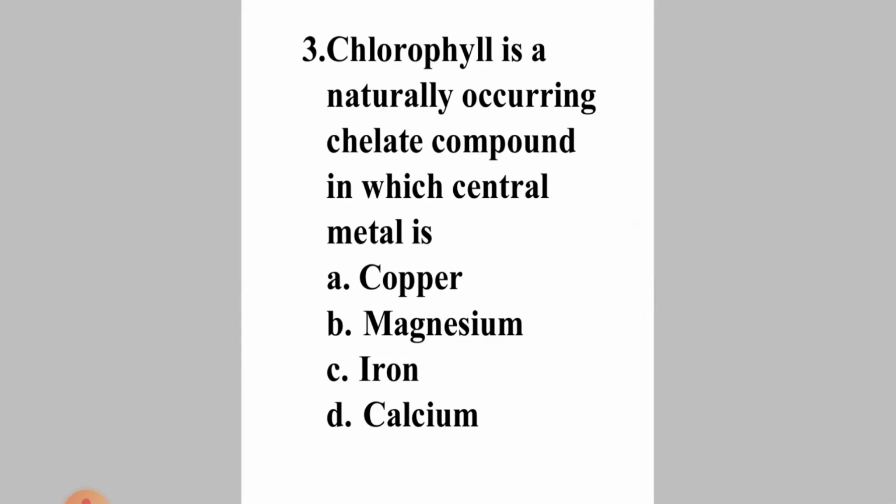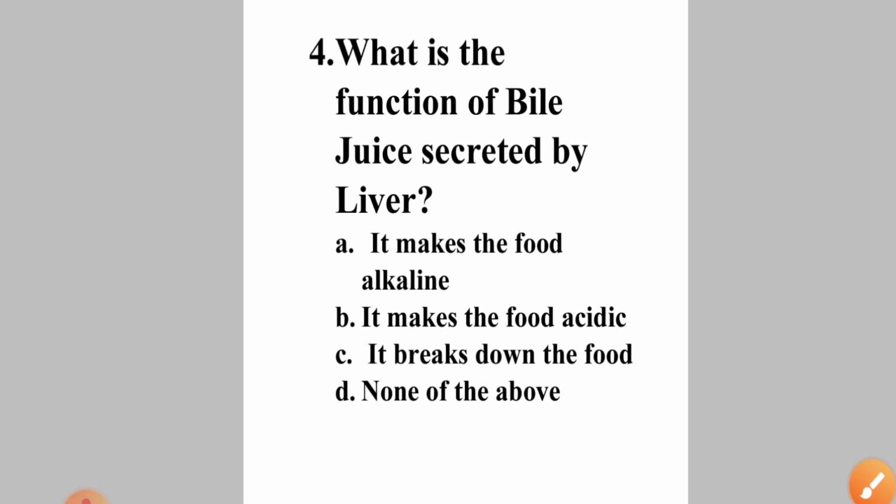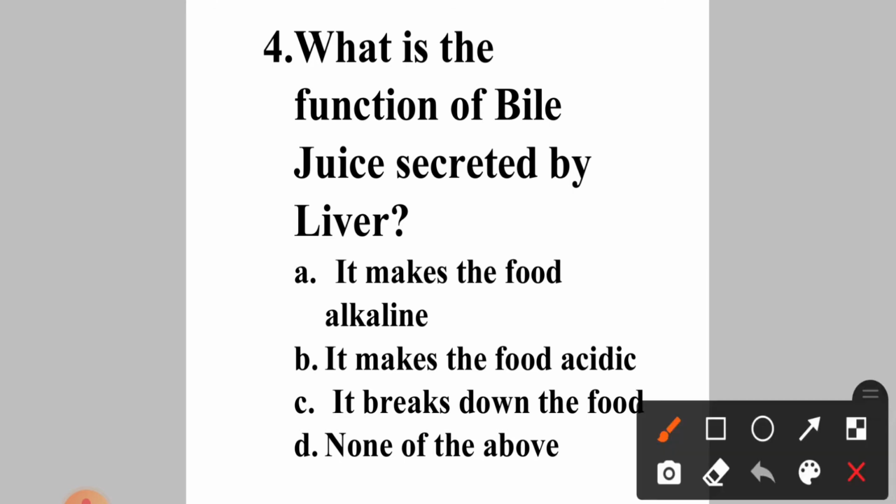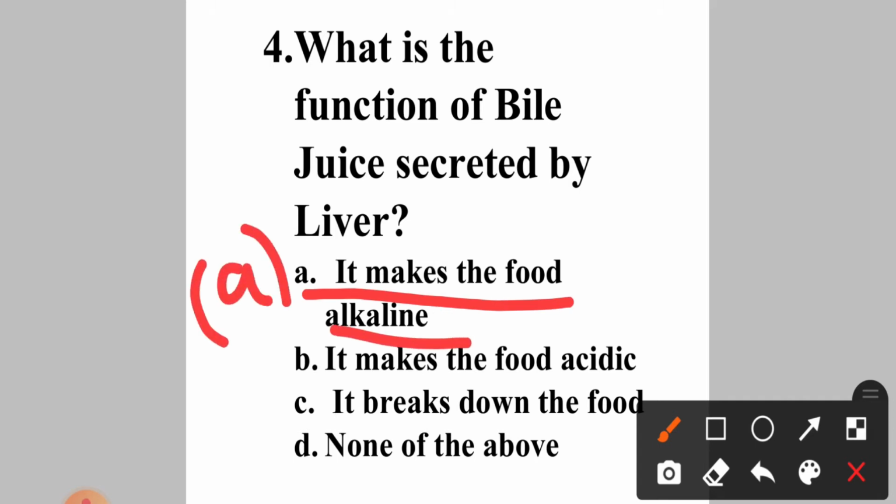Now come to question number 4. What is the function of bile juice secreted by liver? A, it makes the food alkaline. B, it makes the food acidic. C, it breaks down the food. D, none of the above. Bile juice is produced and secreted by the liver, and then it goes into the bile and is released into the intestine. इसका function पूछा है, so it makes the food alkaline. So the answer will be option A.